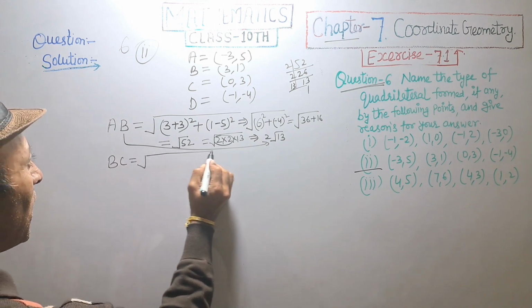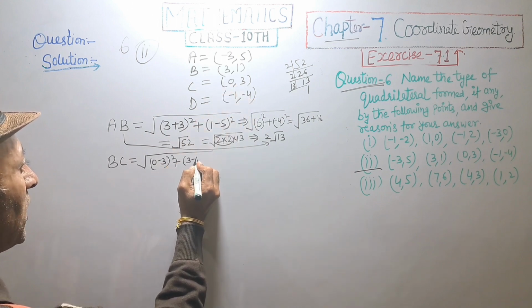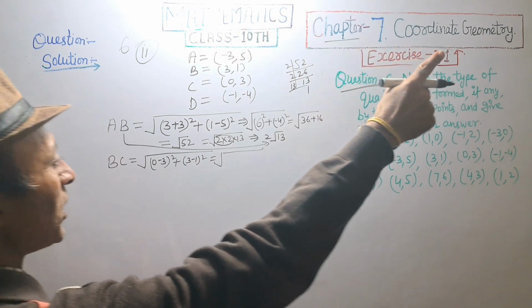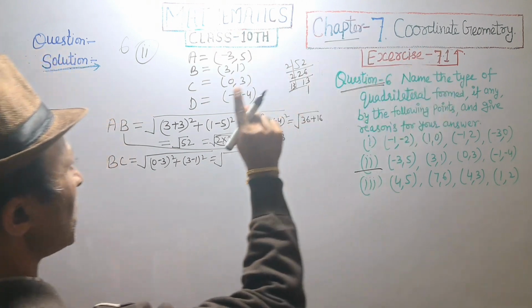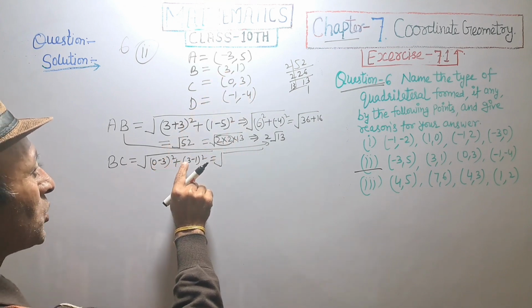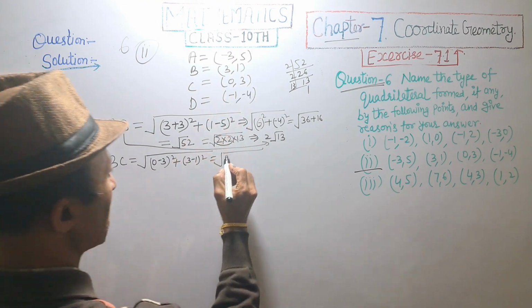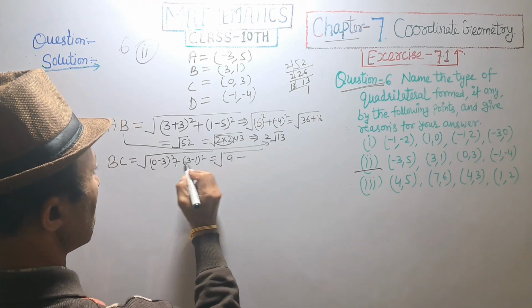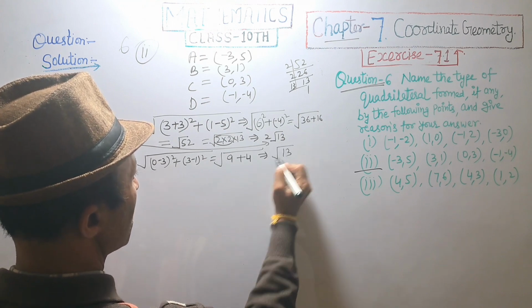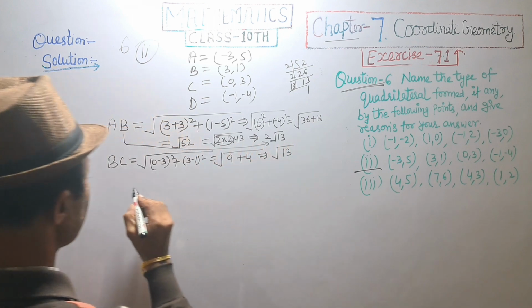BC by the distance formula: 0 minus 3 square plus 3 minus 1 square, that is (x2 minus x1) square plus (y2 minus y1) square. x2 is 0, x1 is 3, 0 minus 3 square, plus y2 is 3 and y1 is 1, so 3 minus 1 square. 3 3s are 9 plus 2 2s are 4. This implies the square root of 13, so the value of BC is equal to root 13.